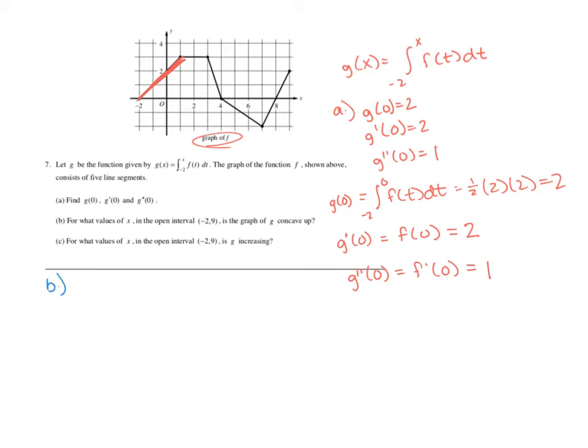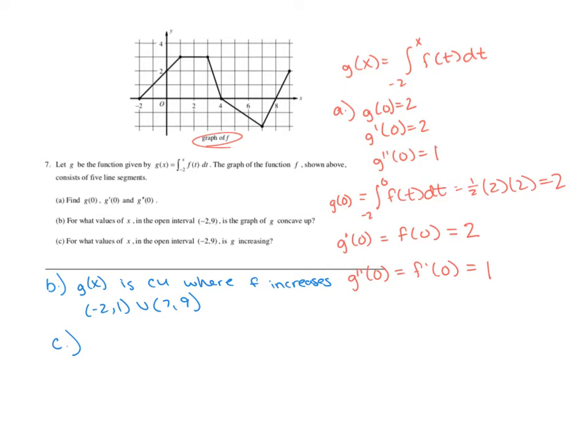For part B, we are looking for where the graph of g is concave up. So if we're looking at the derivative of g, then g is concave up wherever f is increasing. So we look for wherever f is increasing. That's going to be -2 to 1 and 7 to 9.